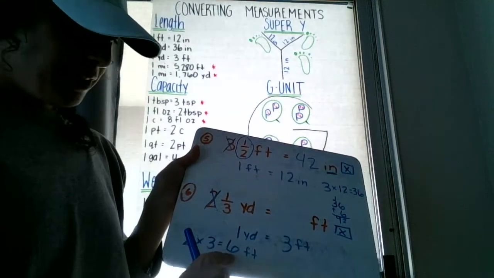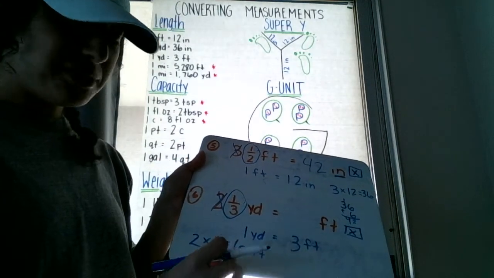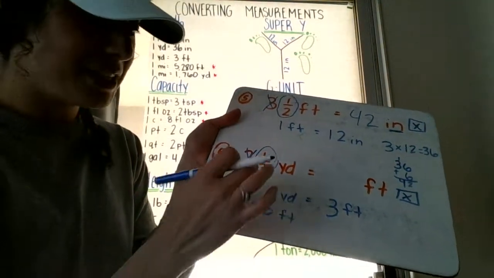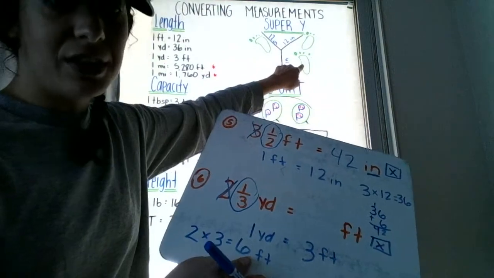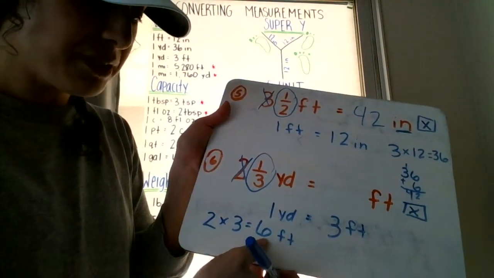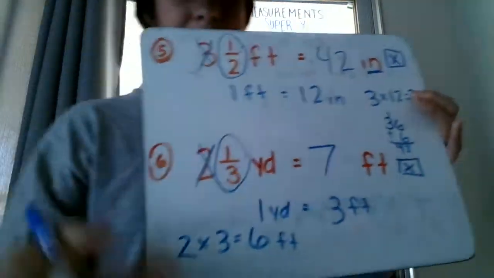Remember? Cut it into 3 parts, and I want 1/3 of that part. So I have 6 feet, but I still have that 1/3. So instead of 6 feet, my answer is going to be 7 feet because I add that 1 foot to my answer. Okay?